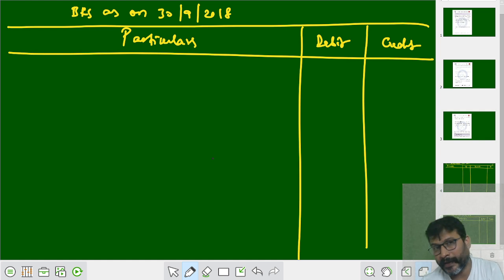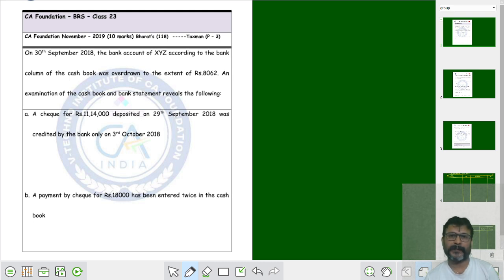We are almost at the end of this BRS session. Now I'm going to complete the ACB, that is, the adjusted cash book problem. Next, I'll go for one or two different problems that are there in your BRS chapter. Okay. See my dear kids, now we are into problem number 23, the class number 23 of this chapter.